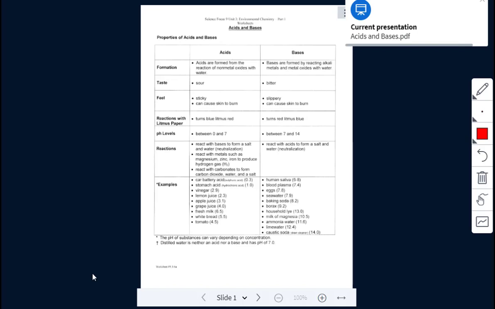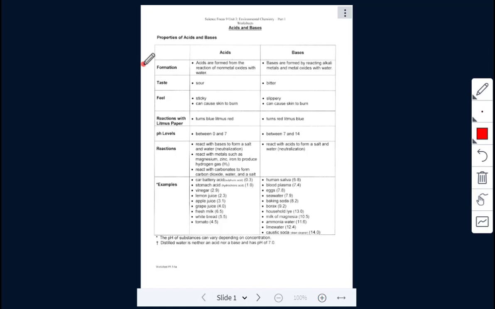All right, so we're looking at some more properties of acids and bases. First, formation of an acid or a base. Acids are formed from the reaction of nonmetal oxides with water, and bases are formed by reacting alkali metals and metal oxides with water. So again, alkali. Taste: acids taste sour, bases taste bitter. But again, for safety reasons, you shouldn't be tasting chemicals.